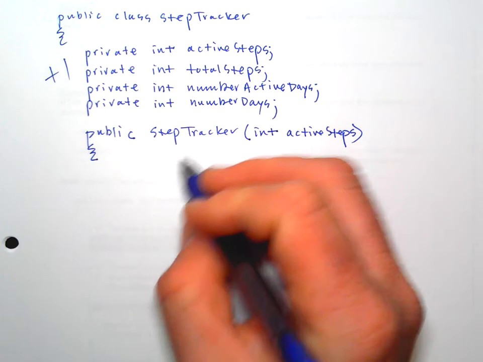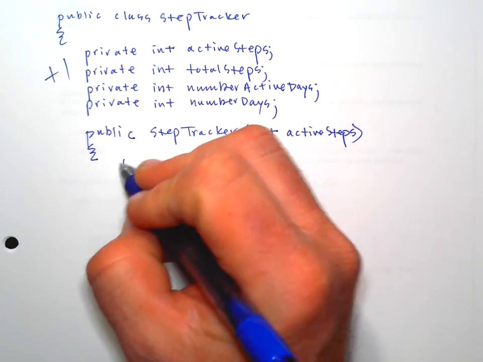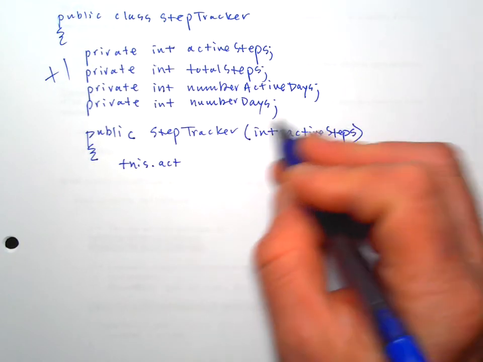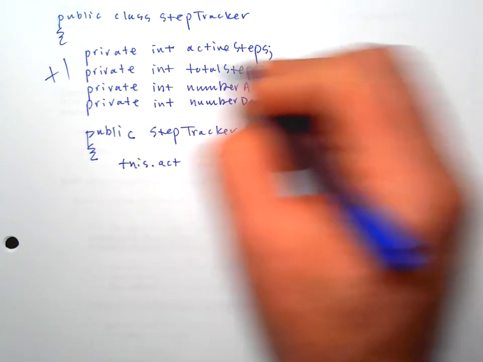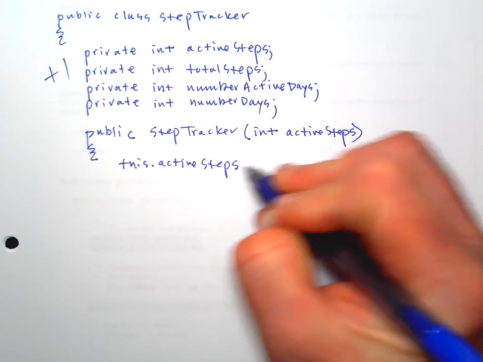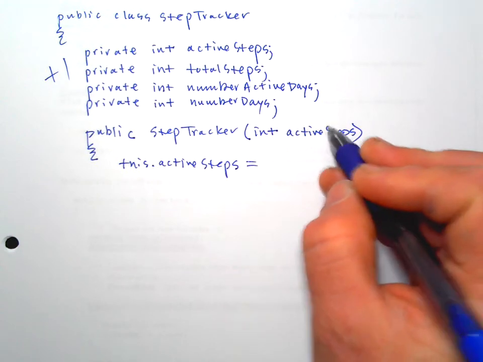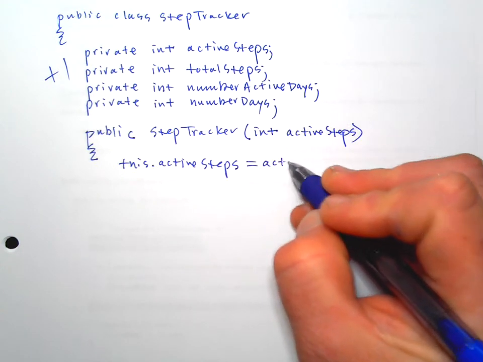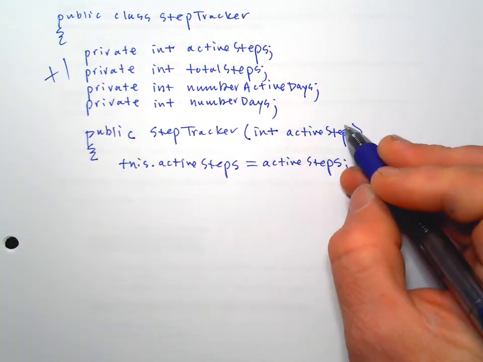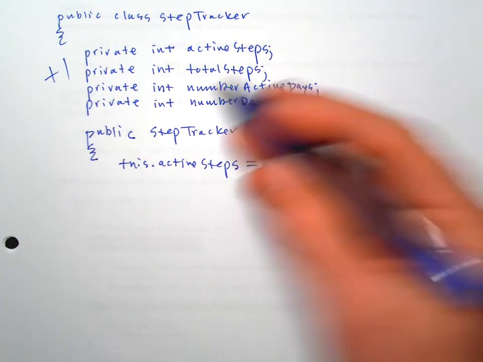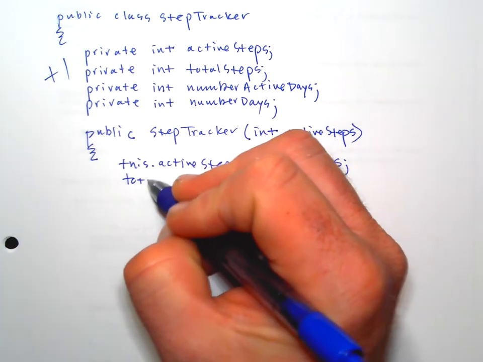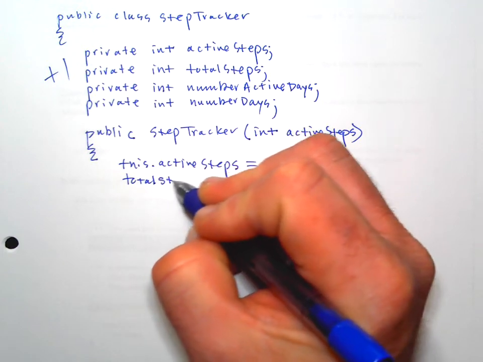But now when I initialize in here, I have to say this dot active steps, because this active steps is a local variable, which is different than the private instance variable. But you can do that. If you don't say this dot, then it assumes you're talking about this local one. But that's it. Now, just because that's the only argument doesn't mean we shouldn't initialize all the private instance variables. You could say this dot if you want, but it's not necessary.